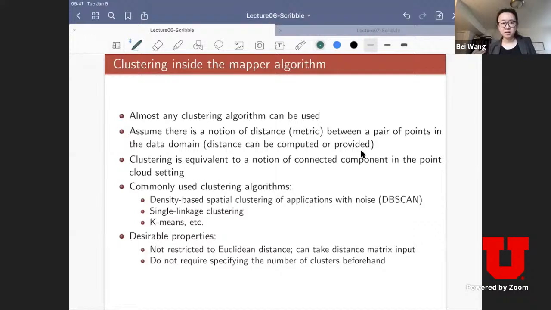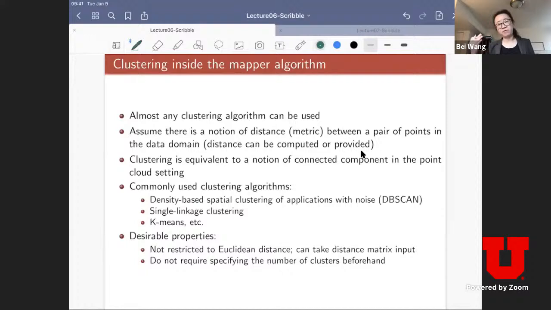So how does this algorithm, which applies on a point cloud, connect back to the ideal space of my Reeb graph? In a sense, the clustering operation I'm doing here is equivalent to the operation I did for the ideal space where I'm looking at connected components, right? So the clusters are sort of a data perspective over the topological notion of connected components. As I mentioned before, DBSCAN, single linkage, k-means can be used as a clustering algorithm. It's not restricted to Euclidean distances. And sometimes you can even provide a pairwise distance metric if you don't want to compute it.